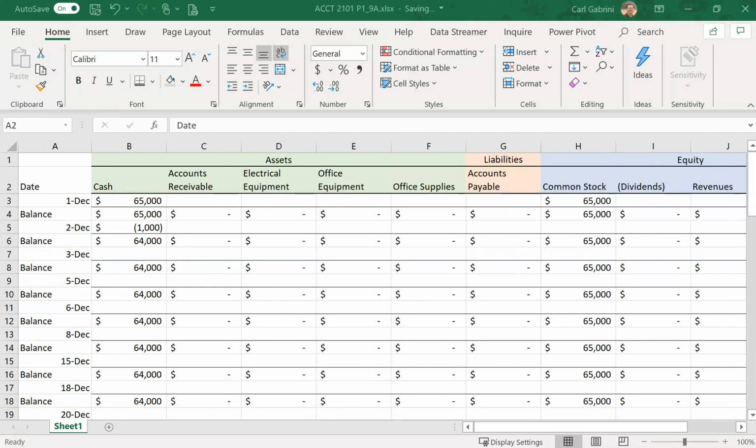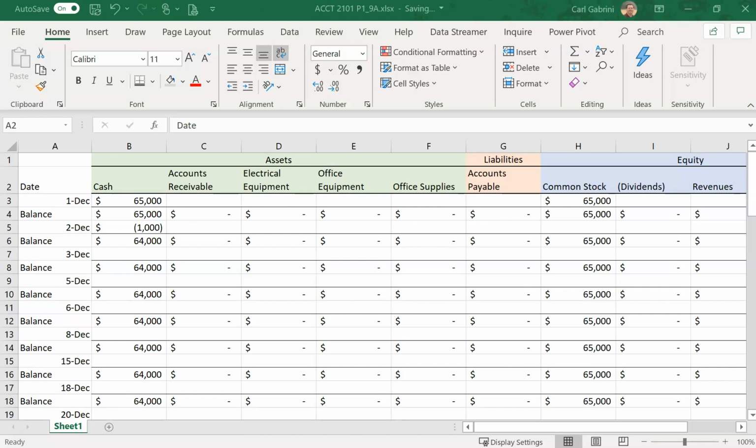Okay, so we're back. Just to recap where we're at, and I'll explain why I had to pause and take a little break. We posted the first transaction, December 1st. We had the cash infusion. The owner of the business contributed $65,000 in cash to the business in exchange for common stock. The value of the common stock is based on the amount of cash that was contributed. So $65,000 in cash translates to $65,000 in common stock.